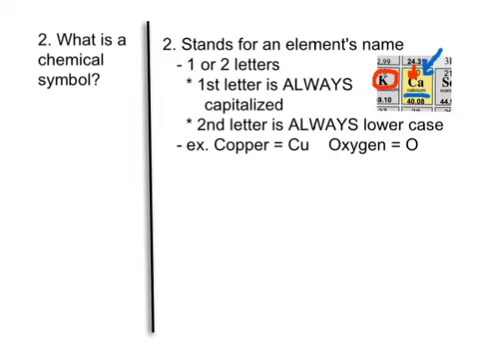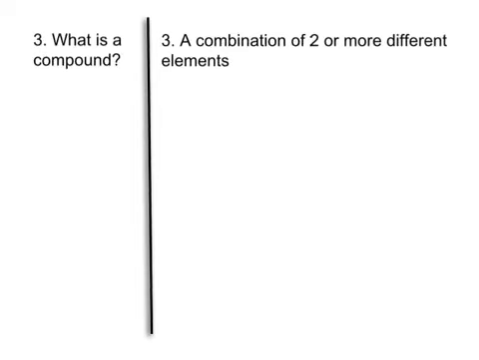All right, now let's take a look at when we combine elements together, we make what's called a compound. So let's take a look at compounds. All right, so our third question, what is a compound? A compound is a combination of two or more different elements, okay? They have to be different elements combining together to make a compound.